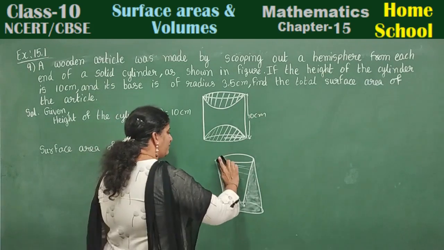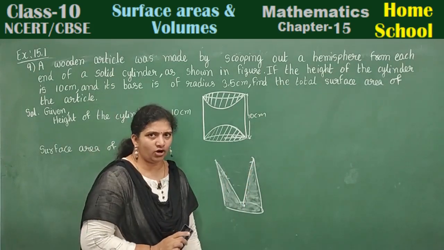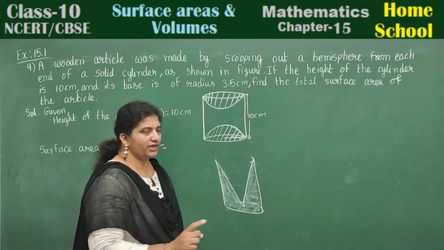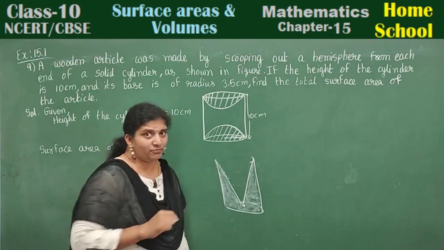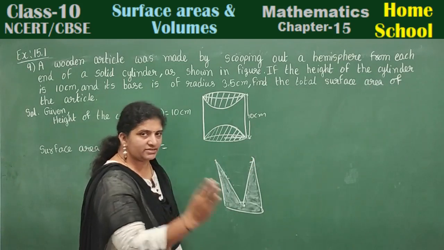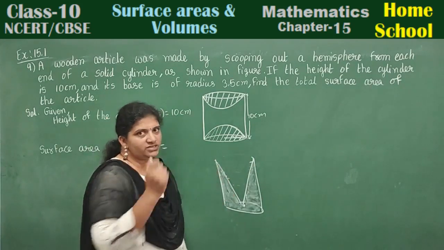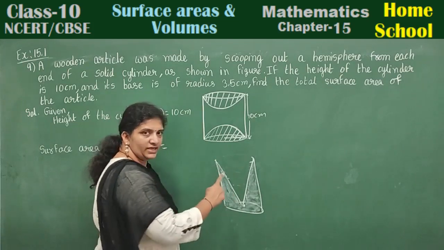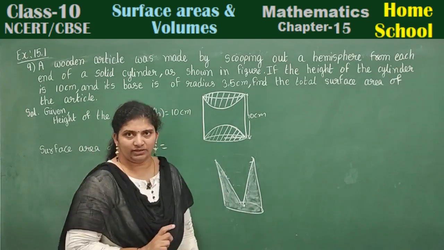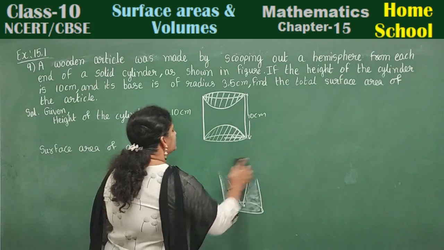As we have seen before, children, you might have got a small doubt. Where is the CSA of a cylinder? Just imagine that in order to show you the inside portion, I have removed this. But the outside CSA of a cylinder will be as it is. The inside cone is removed. Then the CSA of a cylinder, area of a circular base and CSA of a cone will be there.